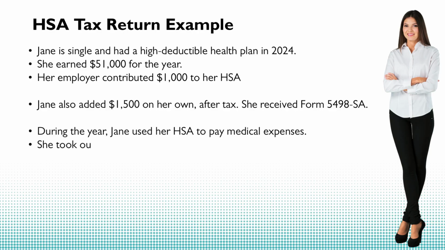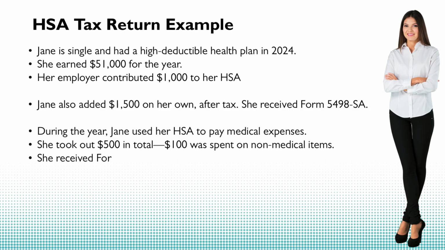During the year, Jane used some of her HSA balance from prior year contributions to cover medical costs. She took out $500 in total, of which $400 went to qualified medical expenses and $100 was spent on non-medical items. For these withdrawals, she received Form 1099-SA. Note, all these forms that I'm going to show you and numbers are just examples for illustration.